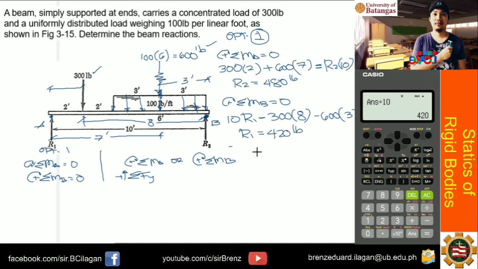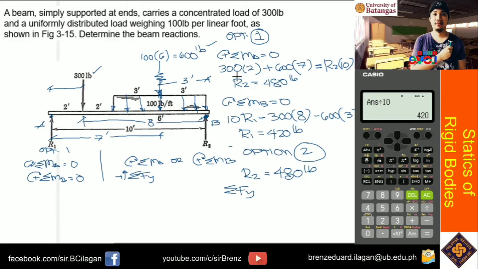Okay, so this time, gamitan natin ang option 2. So, by using option 2, ang gawin natin, moment A or moment B. Since nakuha na naman natin yung value ng isa, so, anong gusto nyo? Gamitin natin si R2. Di ba nakuha na natin si R2? 480 pound. Ngayon, ang gagawin natin, magsasummation tayo ng forces Y.